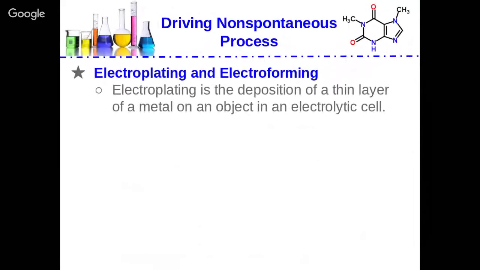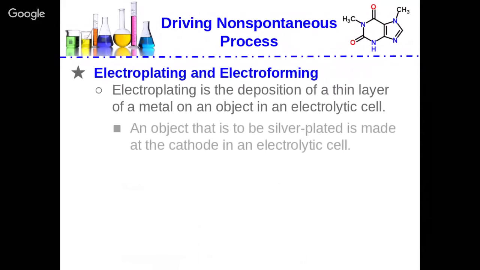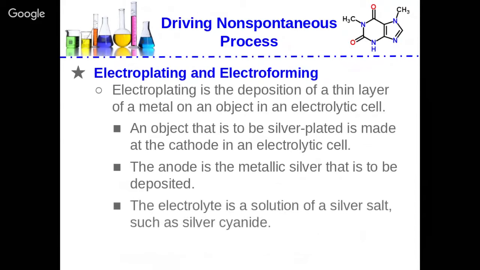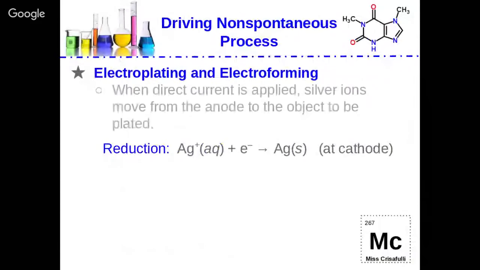Electroplating is the deposition of a thin layer of metal on an object in an electrolytic cell. An object that is to be silver-plated is made the cathode in an electrolytic cell. The anode is the metallic silver that is to be deposited. The electrolyte is a solution of a silver salt, such as silver cyanide. When the direct current is applied, silver ions move from the anode to the object to be plated.